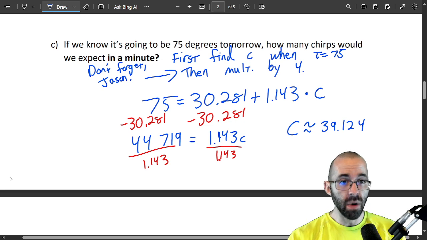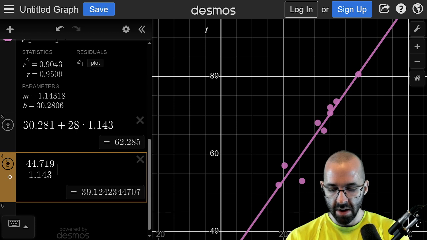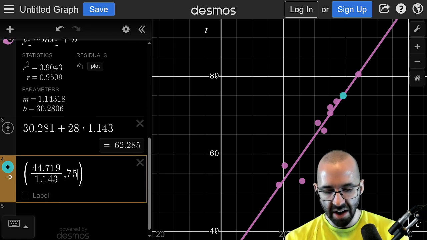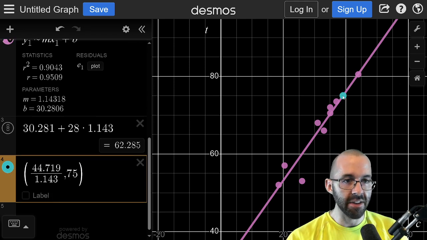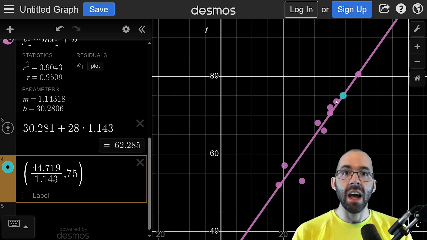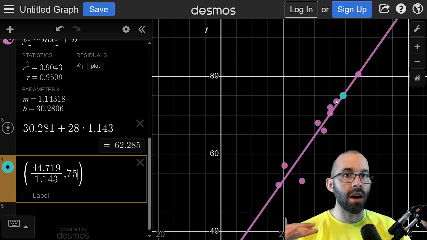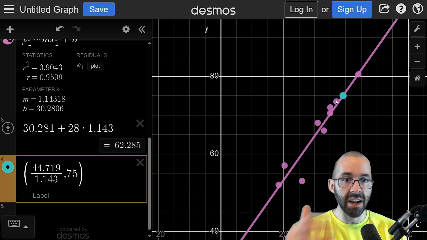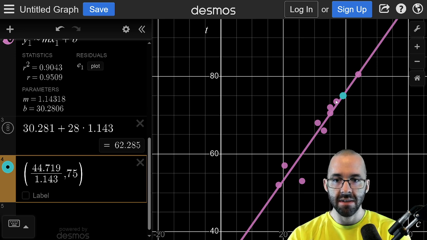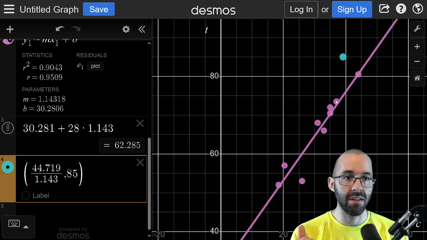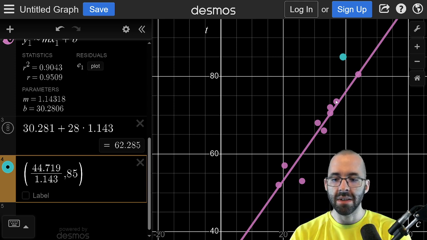So again, this point should be on our line, right? If that's our input chirps, that should be an output of 75 degrees. And you can see, yeah, this point is on our line. That's good. Anytime we're using our model to make a guess, our guess should lie on the line. If the guess didn't lie on the line, if it looked like this, we must have made a math error. Okay? It always lies on the line.